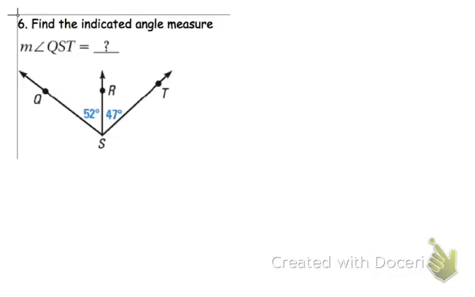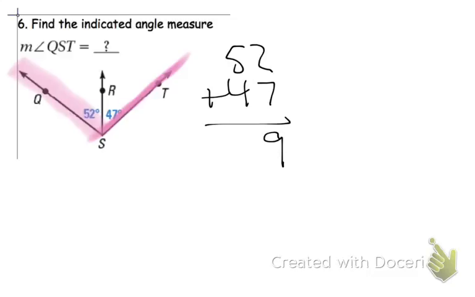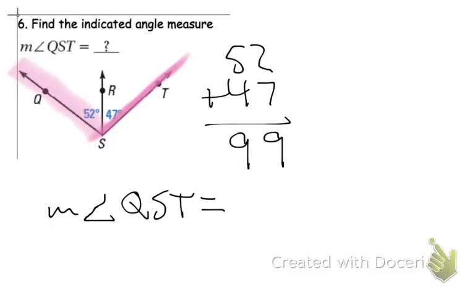Alright, find the indicated angle measure. So the measure of angle QST, so it looks like it wants this whole angle that has a vertex at S, and it goes through Q, and it goes through T. Alright, so let me see here. How am I going to do that? It looks like there's this ray in between them, and so I can use betweenness of rays to add those 2 angles together. So I'll just do 52 plus 47, and that equals 99. So it looks like there's my answer. The measure of angle QST is equal to 99 degrees.